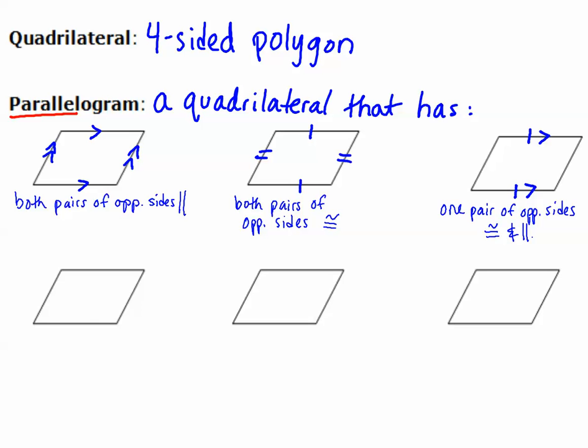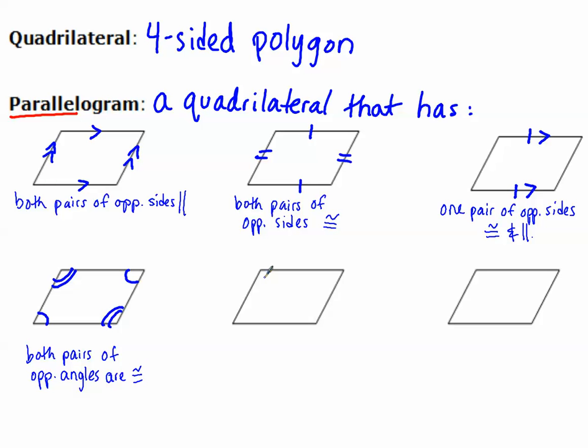Then we move to the angles. The opposite angles are congruent. So we say both pairs of opposite angles are congruent. What else about the angles?